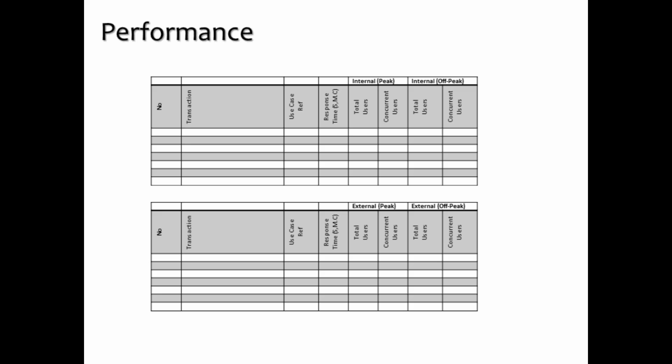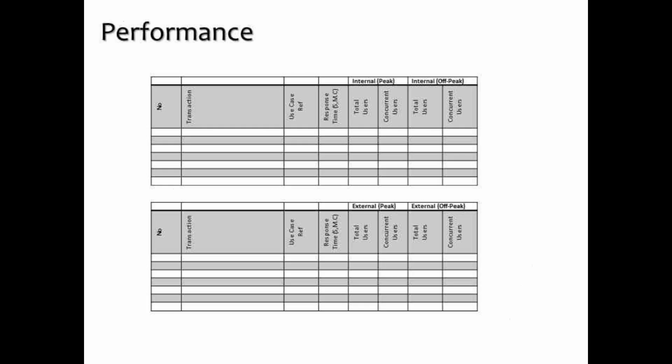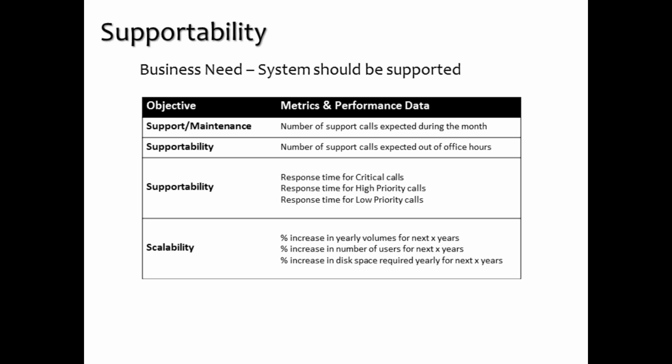So if the external people are also doing a particular transaction, how much time is it taking, especially during working hours and during off-peak hours? Calculate that average, come up with the values, and then compare with the standard that you defined for simple, medium, and complex transactions. That's how you can plan accordingly. That way you can define performance as one of the non-functional requirements. Then we have the supportability.